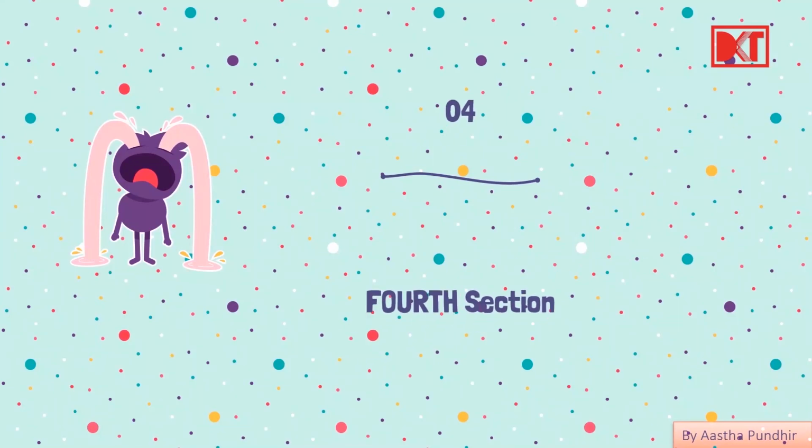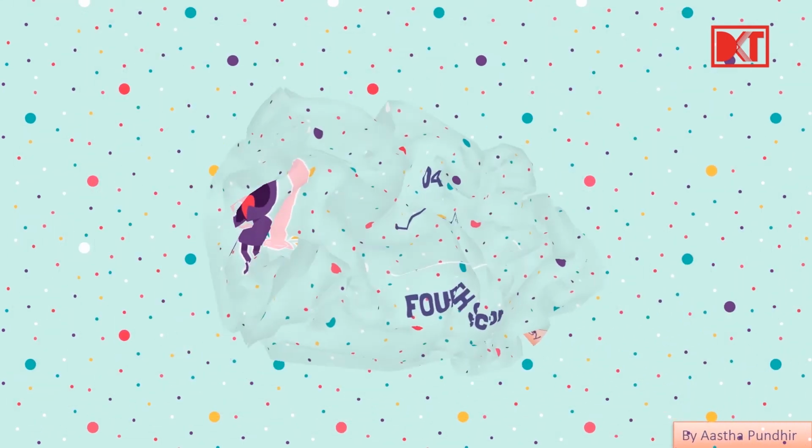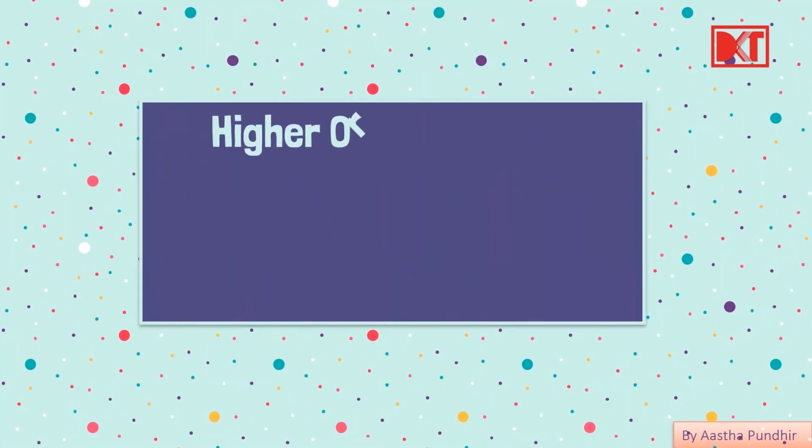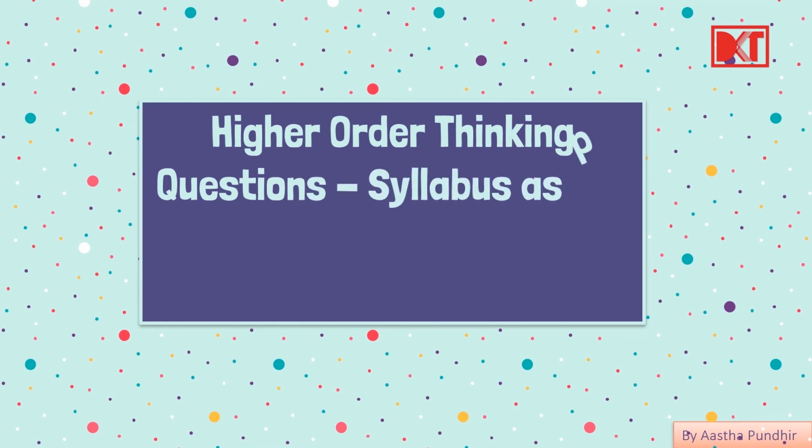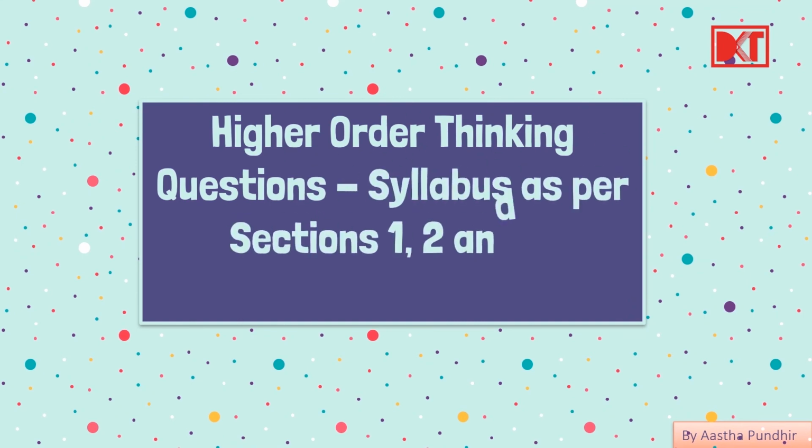Last section is the fourth section. This is the achiever section. Let's see what will be in this. Okay, so this is our last section. In here we are going to have high order thinking skill questions, HOTS we call them.